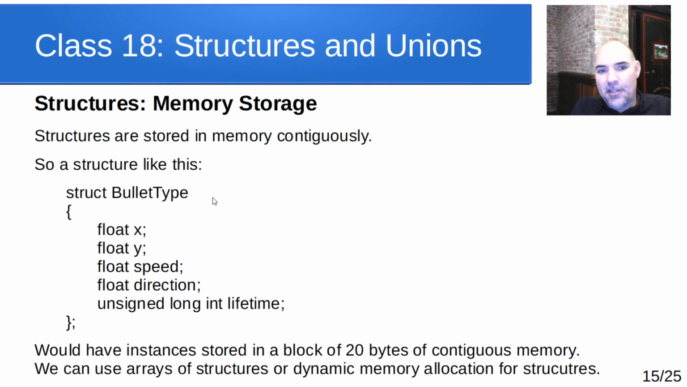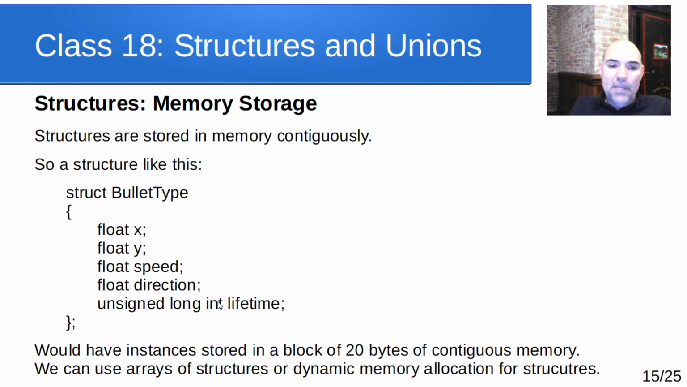But anyway, you'll see some programmers that will name the structure types, like, for example, struct bullet type struct. They'll put the word struct at the end of it so you can see that and know that it's a structure type. But anyway, notice a structure like this has a float for X, a float for Y. Maybe this is tracking bullets moving on a screen in a game. Float speed, float direction, and then a lifetime, so the bullet can disappear after a certain amount of time.